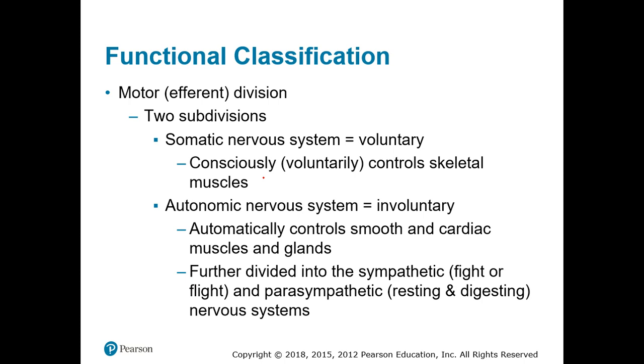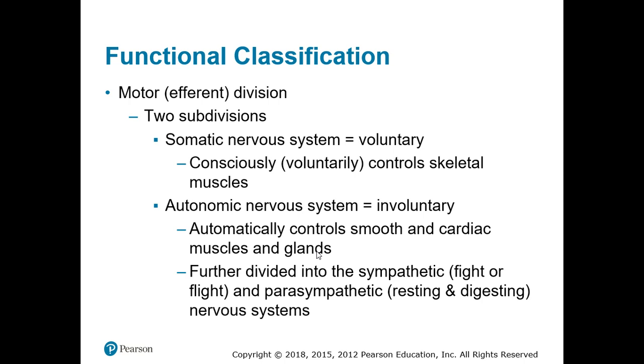Autonomic, on the other hand, I think it sounds like automatic. This is your involuntary. This occurs without you having to tell yourself to do it. The things that it controls are your smooth and cardiac muscles and also certain glands. For example, you don't have to tell your heart to beat or tell your heart to slow down. It does this involuntarily. It's not in your control.